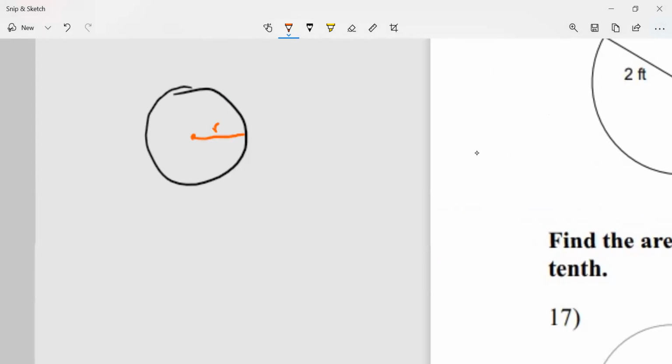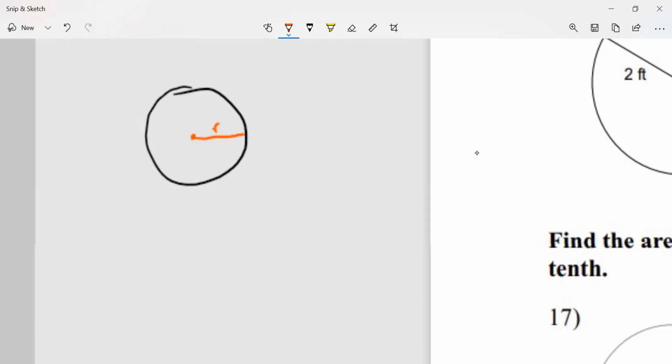Now, the radius, I can just grab a string, right? I can grab a ruler, but in this case, I could grab a string and measure how big the radius is. Based on that measurement, I can find out the distance around the circle. The distance around the circle we're going to call circumference. We're going to say what's the distance around the circle based on the radius.